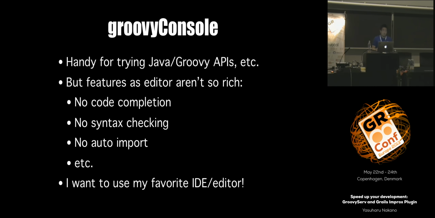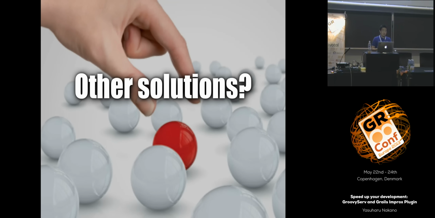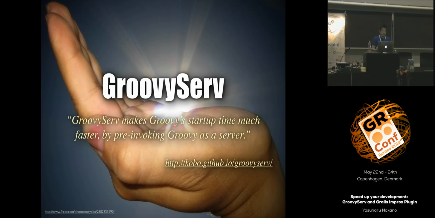Groovy console is very handy for trying Java or Groovy APIs. But the features of the editor are not so rich. I want to use my favorite IDE or editor, IntelliJ or Vim, if possible, to write code having more than a few lines. So, is there any solution? Now, I introduce you to GroovyServ. It makes the startup time of Groovy much faster by pre-invoking a JVM process as a server.